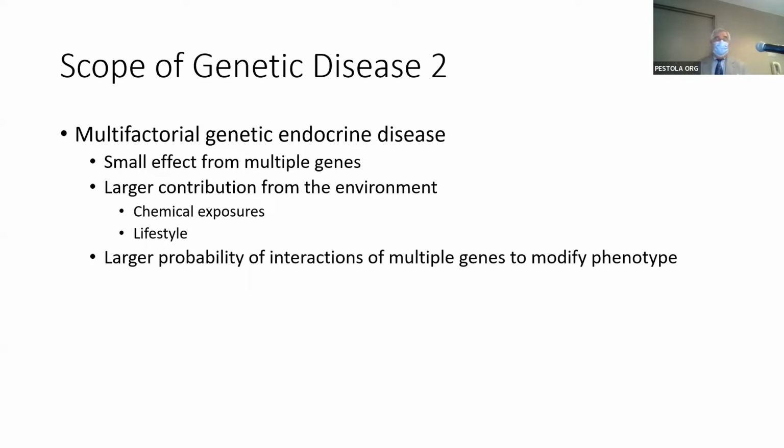So there are also multifactorial genetic endocrine diseases where you often get small effects from multiple genes. This is more commonly thought of in the adult population, but you can have larger contributions from the environment, chemical exposures, lifestyle, epigenetic kinds of things. Your mom was exposed to something, your grandfather was exposed to something, and it causes a phenotype in you. And there's a much larger probability that in the cases of these multi-gene phenotypes, you've got multiple interactions, and it's much more difficult to sort out what any given sequence variants may mean.